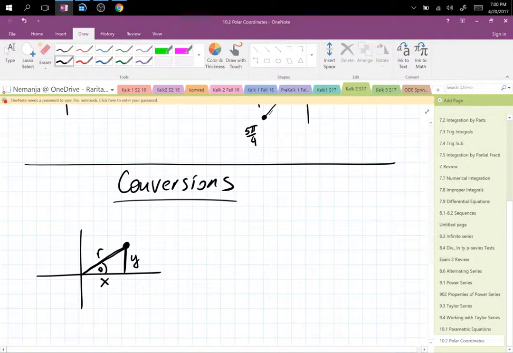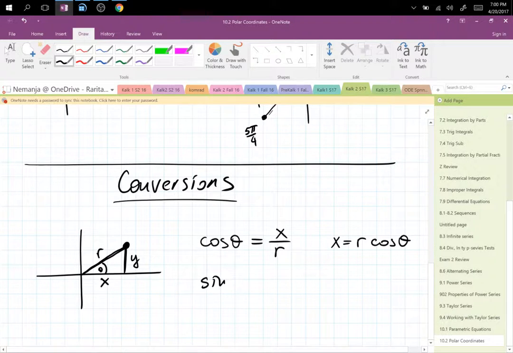So usually they teach you to memorize this. What I like to do is put all four on a pile and then use common sense to separate them. So let me just write cosine theta, for instance. Cosine theta is clearly adjacent over hypotenuse. So that's x over r, right? So from here I can write x is equal to r cosine theta. I can also write sine theta, which is y over r, from where y is r sine theta.